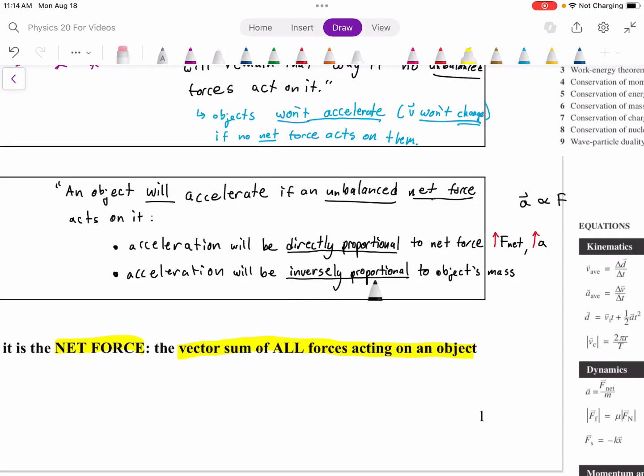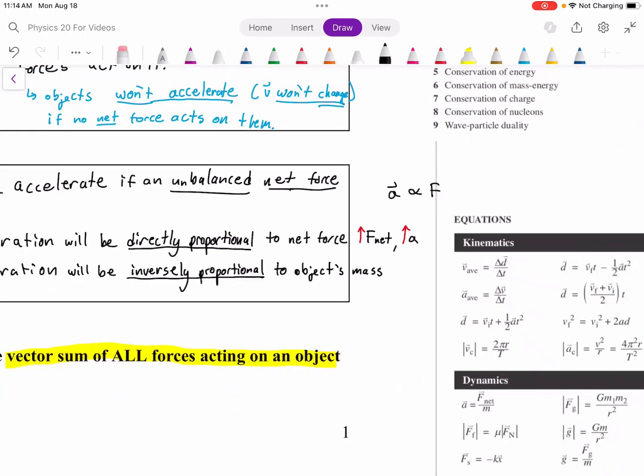Inversely proportional just means when one is bigger, the other is smaller. So when we have a larger mass, we actually get a smaller acceleration. And again, you knew this. If you push a truck just as hard as you push a bike, the bike is going to accelerate a lot more because it has less mass.